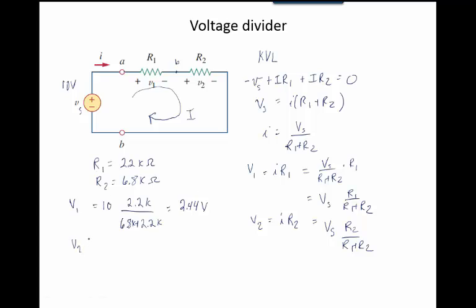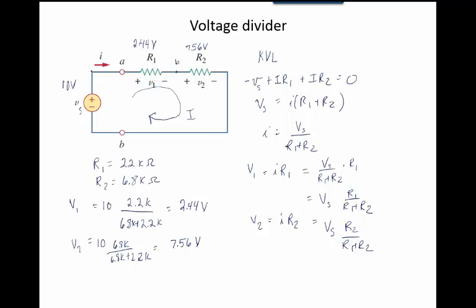I do the same thing for V2. V2 will be V source times this ratio, so it's going to be 6.8K over 6.8K plus 2.2K. And then you'll find out that this is 7.56 volts. So as a check, what's 2.44 plus 7.56? 10. Yes, KVL is obeyed, right? So you can say I drop 2.44 volts across this resistor, and I drop another 7.56 volts across this resistor.